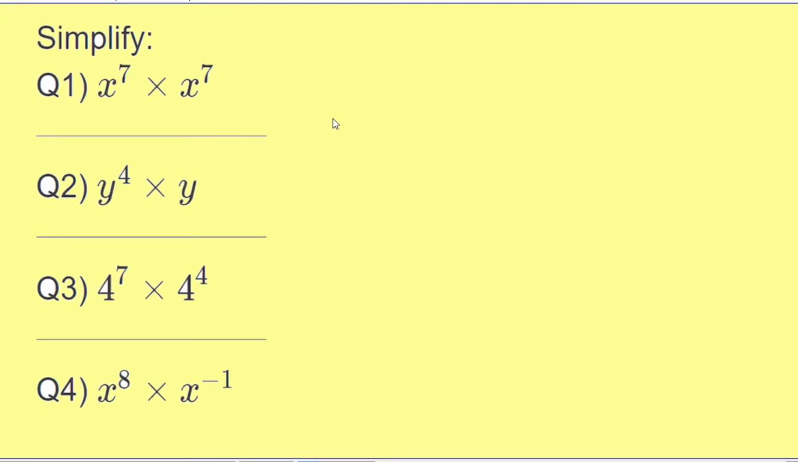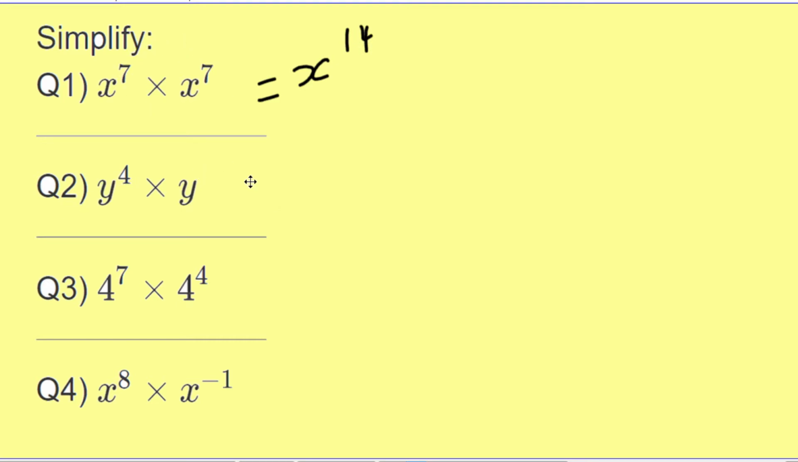Okay, Indices Laws. So when we have a power multiplied by another power, the law here is that we add the powers together. So x to the power of 7 multiplied by x to the power of 7 is going to give me x to the power of 14. We add the indices, the index numbers together.